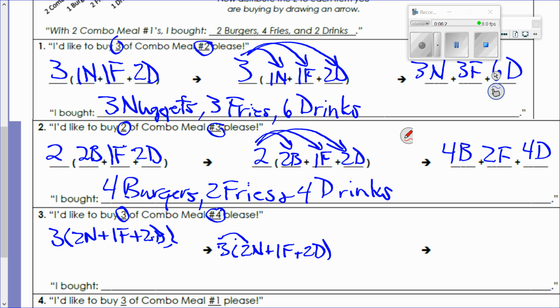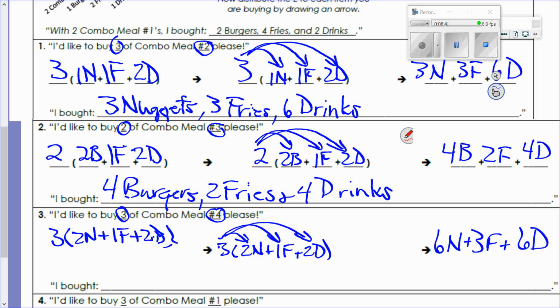I need to now distribute that 3 to all of my inside terms. So 3 times 2 nuggets means I end up with 6 nuggets. 3 times 1 fry means I have 3 fries. And 3 times the 2 drinks means 6 drinks.